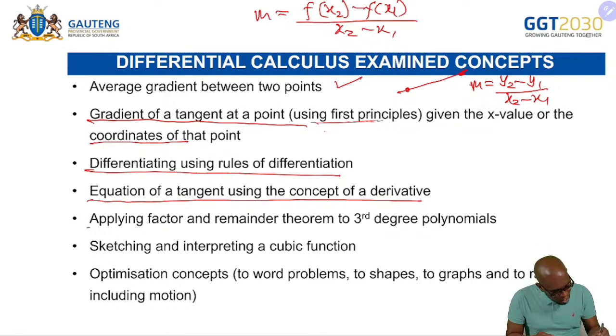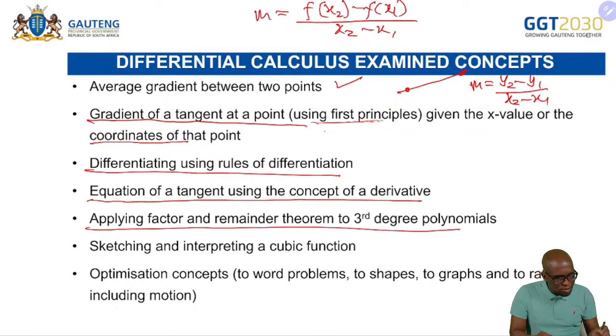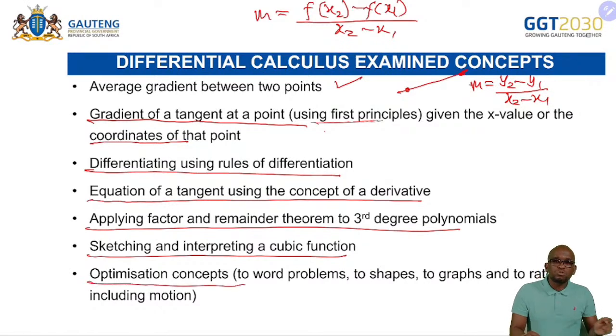Right, now apply the factor and remainder theorem for third-degree polynomials. That is what we use to find the x-intercept of a cubic function. We sketch and interpret a cubic function, and then we do optimization problems, that is applications of calculus.